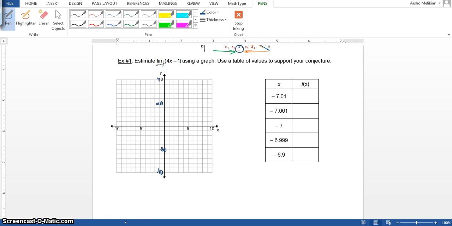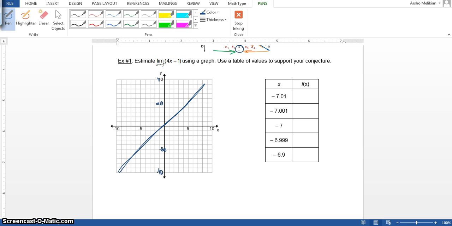So when I graph now, when x equals 5, this equals 21. When x equals negative 5, it will be negative 19. When x equals 0, y is equal to 1. Where did that 0 come from? I'm just plugging in points.